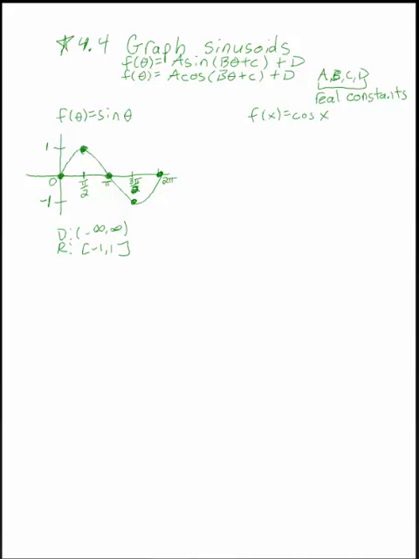Now what about a cosine graph? It's going to be the exact same wave that I just drew, but it's going to be shifted pi over 2 to the left, I believe. It'll give us the cosine graph. So it's going to have the same domain and range.